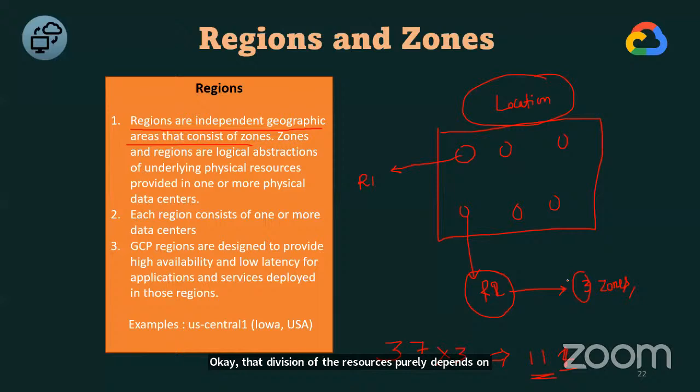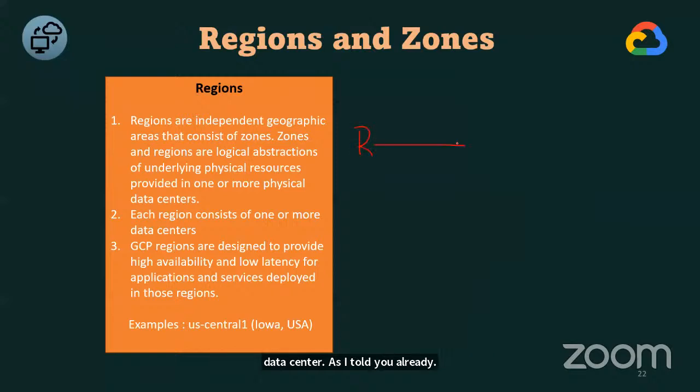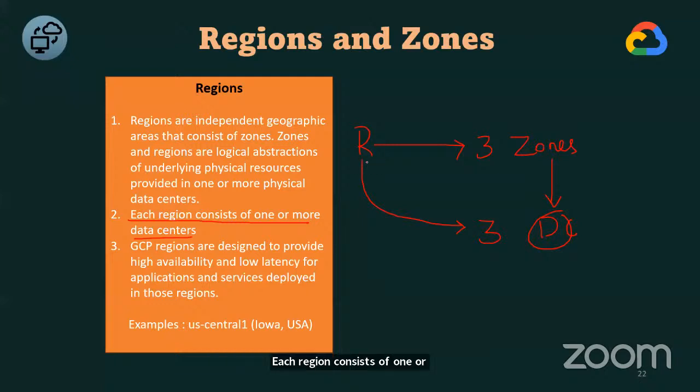That's what they say. Each region and zone consists of one or more data centers. As I already told you, a region will have minimum 3 zones. Can you guys tell me, each zone will have a data center? That means minimum 3 data centers will be there. So this is what they are saying. Each region consists of one or more data centers, for sure.